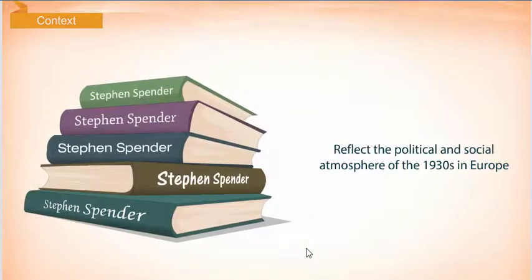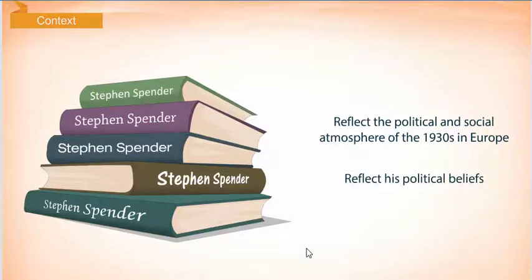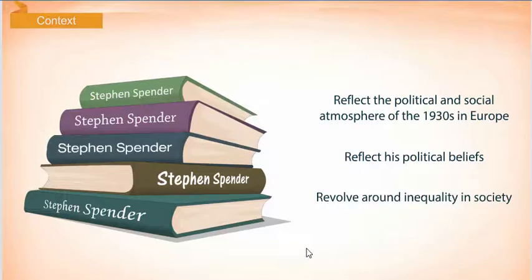Spender's works hold up a mirror to the political and social atmosphere of the 1930s. He was a long-time supporter of communism, the influence of which is visible in his works. A common theme across his works is an awareness of the inequality in society. However, he later became disillusioned with communism and also wrote about it.